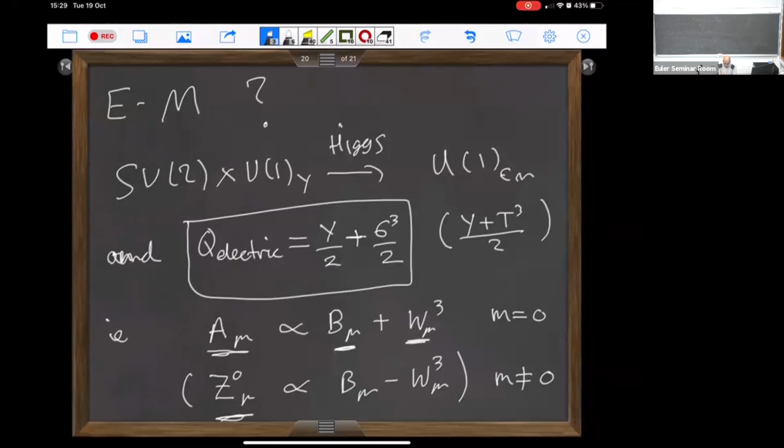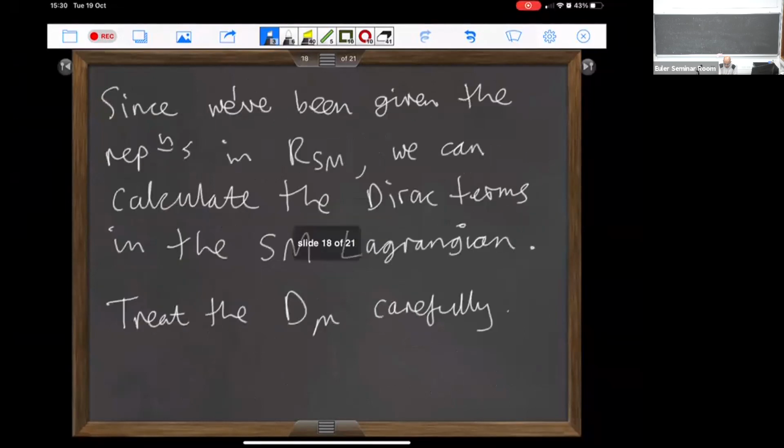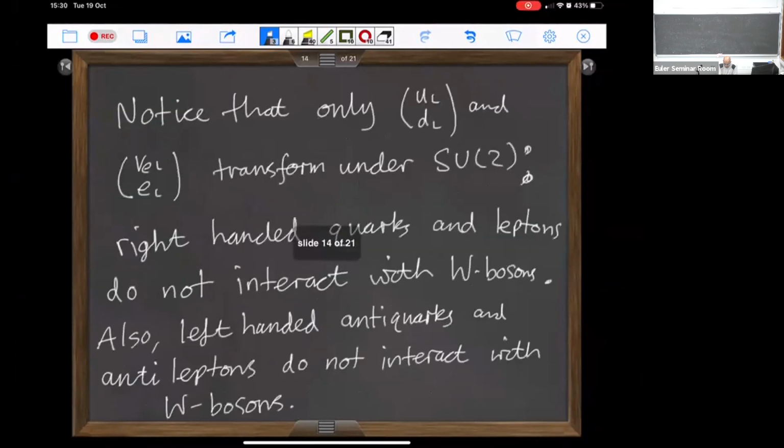Next time we'll study this in a little more detail. And if I've done everything correctly, we should be able to calculate the electric charges based on the different representations.